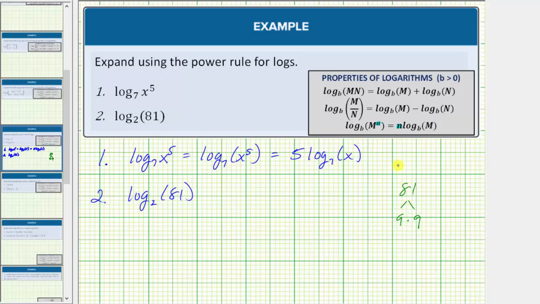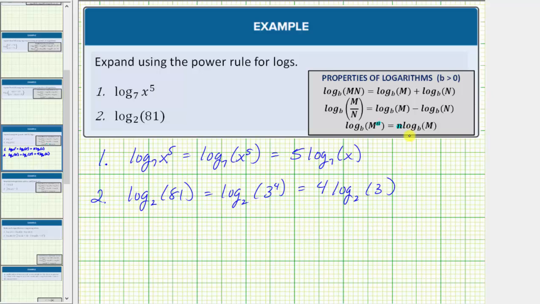But instead, let's look at the prime factorization. 9 is equal to 3 times 3 here, as well as here. 81 is equal to 4 factors of 3, which means 81 is equal to 3 raised to the power of 4, or 3 to the 4th. So log base 2 of 81 equals log base 2 of 3 to the 4th. Now that the number part of the logarithm is written in exponential form, we can apply the power property of logarithms. Notice how the exponent n is equal to 4, which means log base 2 of 3 to the 4th is equal to 4 times log base 2 of 3.